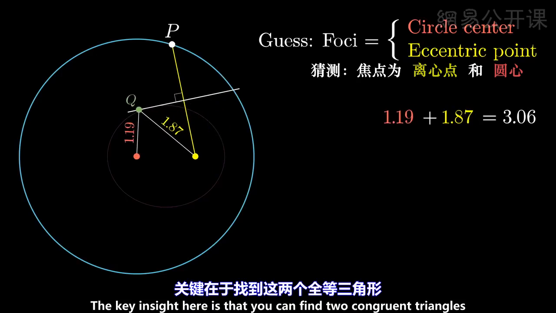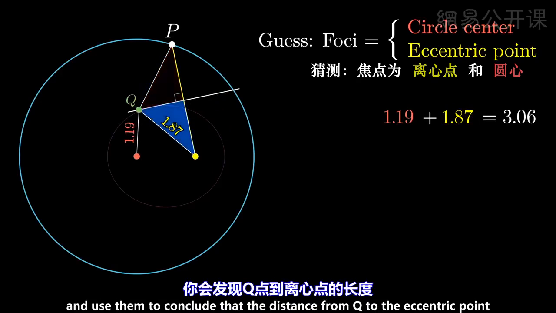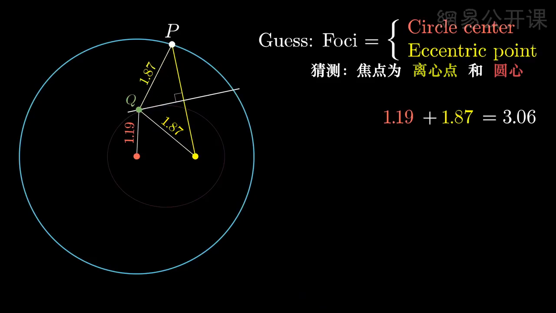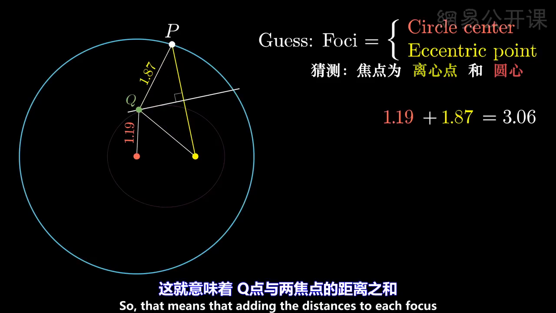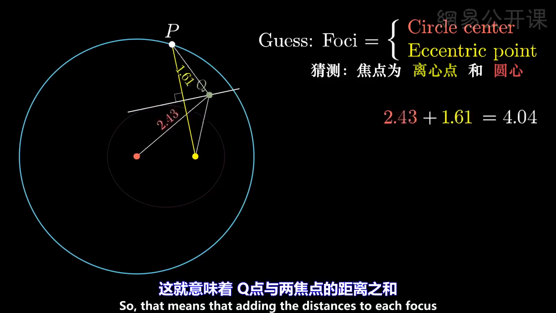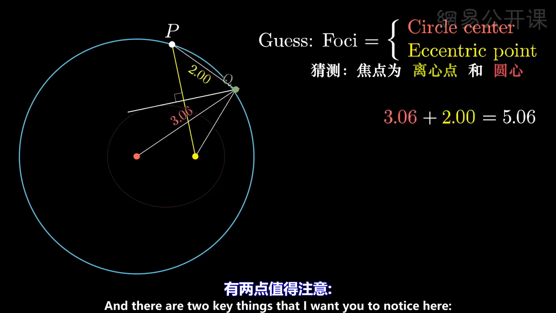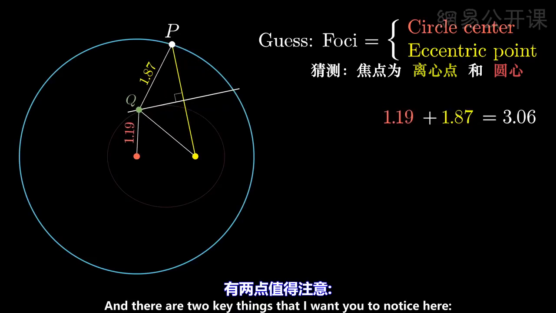The key insight here is that you can find two congruent triangles and use them to conclude that the distance from Q to the eccentric point is the same as the distance from Q to P. So that means that adding the distances to each focus is the same as adding the distance from the center to Q, then Q to P. And there are two key things that I want you to notice here.